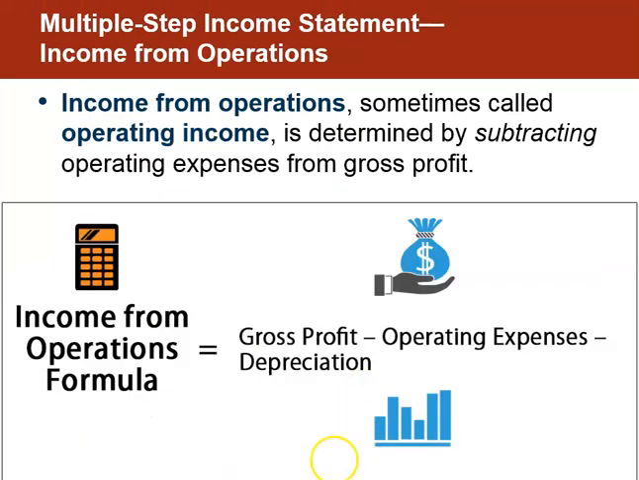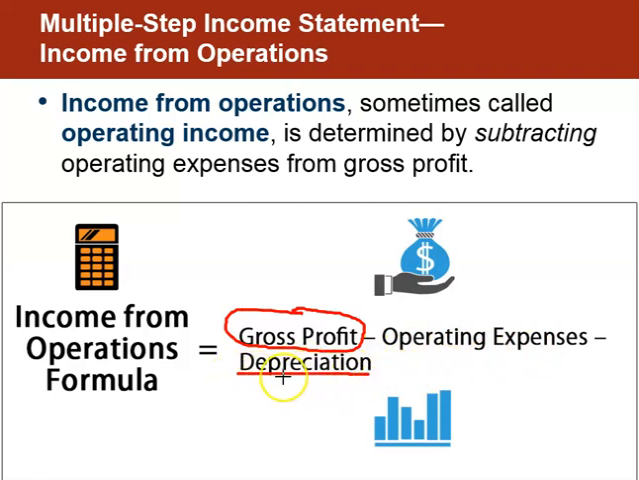Let's see. I think I skipped a slide. I did. Okay. So it says here, income from operations, sometimes called operating income, it's actually always called operating income, is determined by subtracting operating expenses from gross profit. So we've already talked about how we get to gross profit. That's sales minus cost of goods sold. Then we're going to separate out or subtract out all of our operating expenses and depreciation.